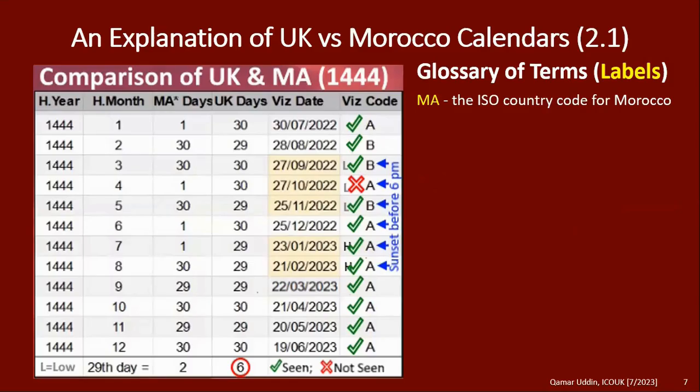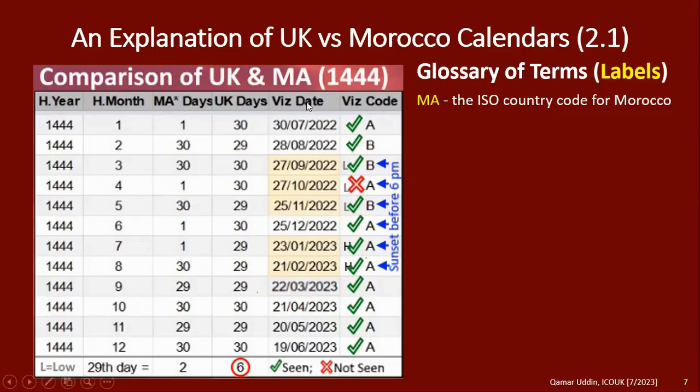MA is for Morocco. So you will see gov.uk for UK government website, gov.ma for Morocco government website. You may also see other countries like gov.sa for Saudi Arabia government website. So it's just an ISO code in short form.